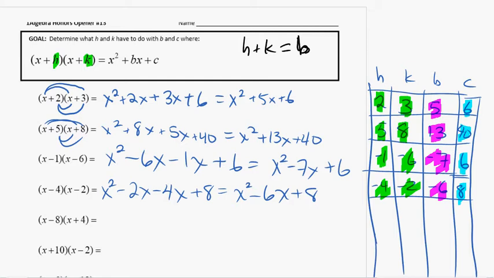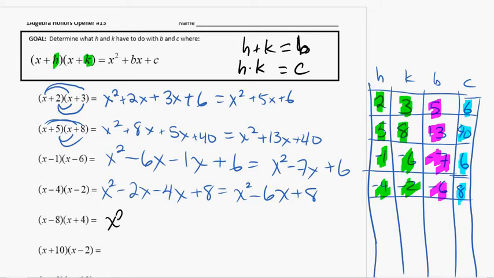Well, what about c? 2 and 3 to 6. 2 times 3 is 6. 5 times 8 is 40. So it appears that h times k gives me c. -1 times -6 is positive 6. -4 times -2 is positive 8. 5 times 8 is 40. So let's make some guesses now and see if it's right.